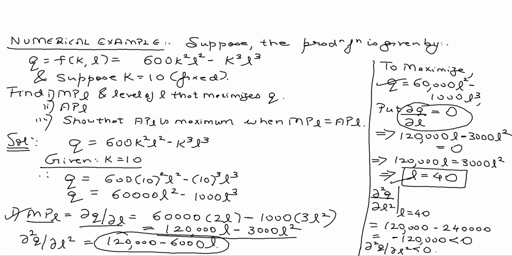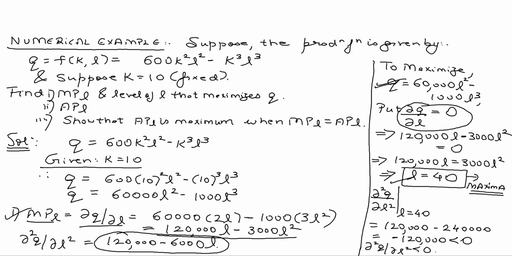Therefore, what do we learn? We learned that Q output is maximum at L equal to 40. L equal to 40 is the point of maxima. You all have done this in high school when you did the concept of maxima and minima. In fact, you have also done this in the mathematical methods of economics in your first years. So the double derivative has come out to be negative. That means the function has a maxima at L equal to 40.